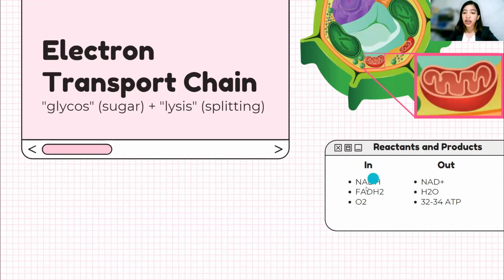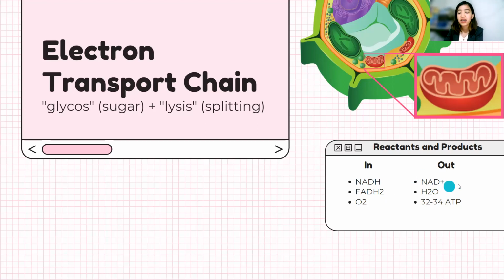Because our hydrogen carriers NADH and FADH2 donate their high energy electrons to the electron transport chain. And as the electrons move along the chain, there is a transfer of electrons in the electron transport chain. So, the electron carriers use that energy to pump hydrogen ions from the matrix and into the intermembrane space. So, that's it for the 3 parts of cellular respiration.